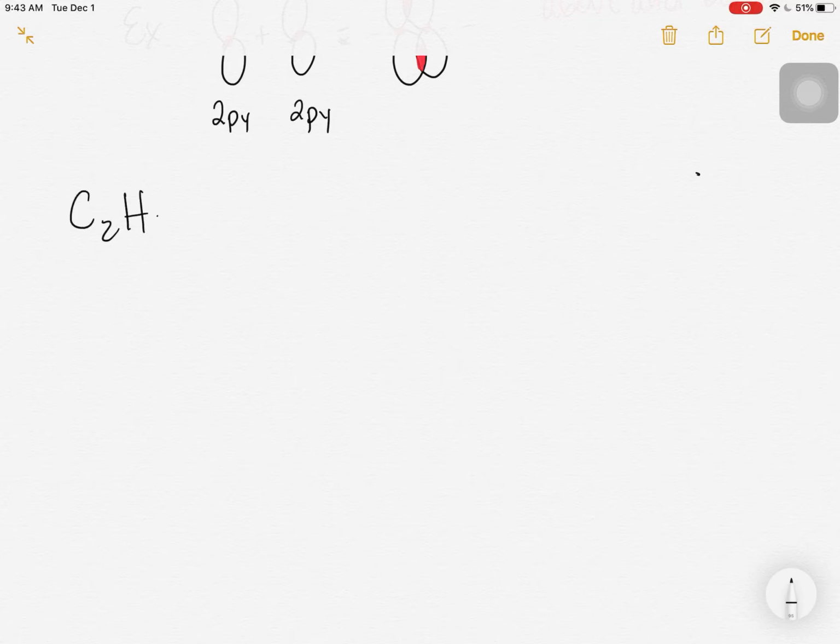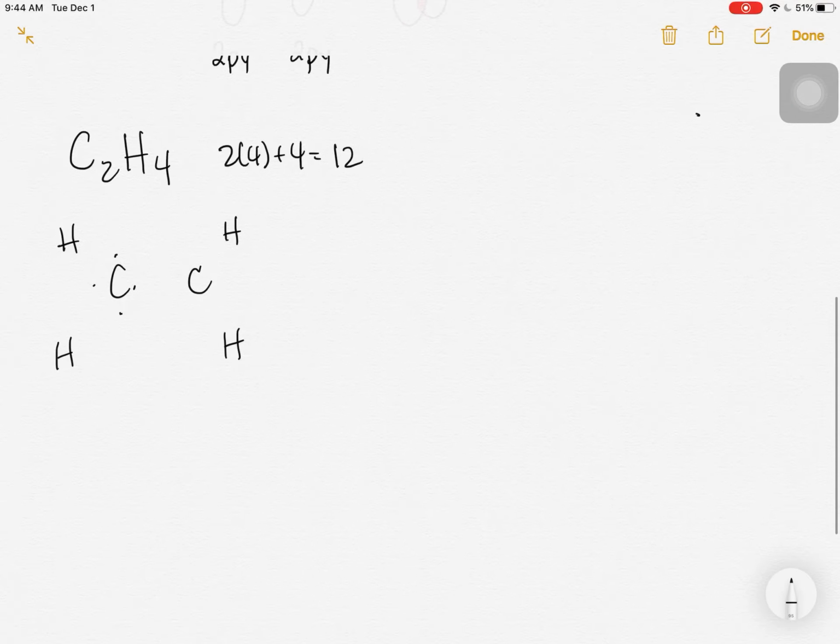So I want to talk about an example problem. Let's say we have this molecule. If I were to draw my Lewis structure, my carbons are in the center, my hydrogens are going to be out on the sides. I should have done a valence electron count. So I have 12 electrons, right? Carbon gets 4.